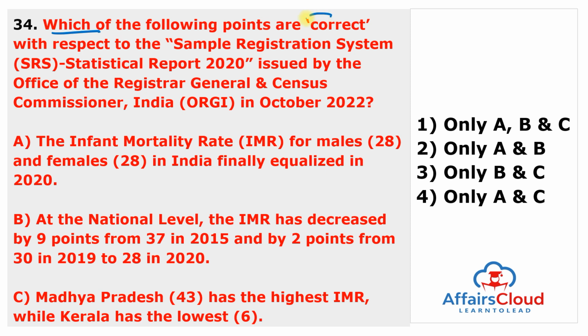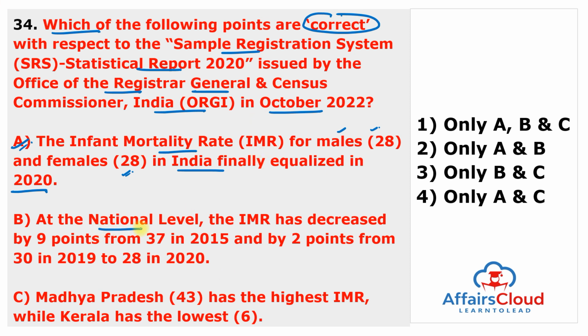Which of the following points are correct with respect to the Sample Registration System Statistical Report of 2020 issued by the Office of the Registrar General and Census Commissioner India in October 2022? So let's read out the statements and find out the correct ones. The infant mortality rate for males and females in India finally equalized in the year 2020. This statement is true because infant mortality rate in males is 28 and female is also 28. So finally it equalized in India in 2020.